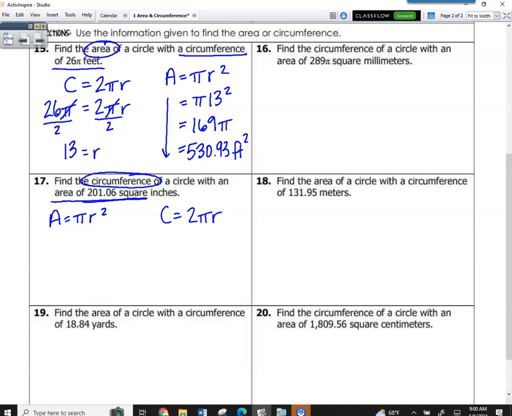Plug in what you know. I know A is 201.06. Bring down the rest. The goal is to get R squared to be just R, but there's a pi in the way, so what do I need to do? I need to divide by pi. Notice there's no pi on the other side, which means we actually have to do it this time. So I'm going to divide by the pi. It's going to cancel here.